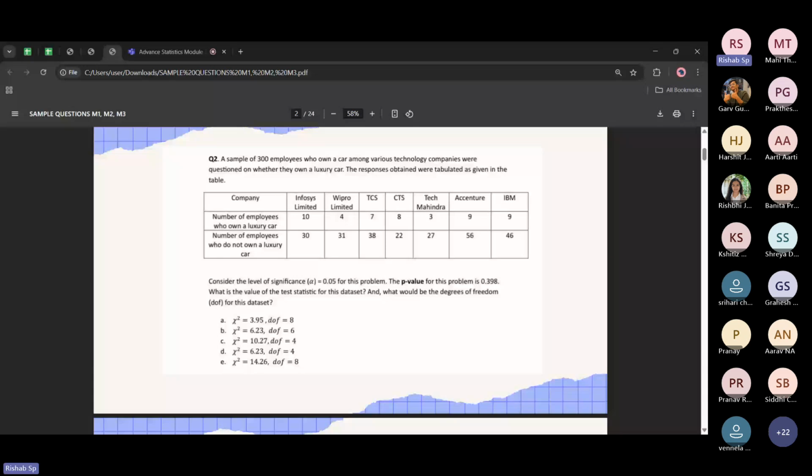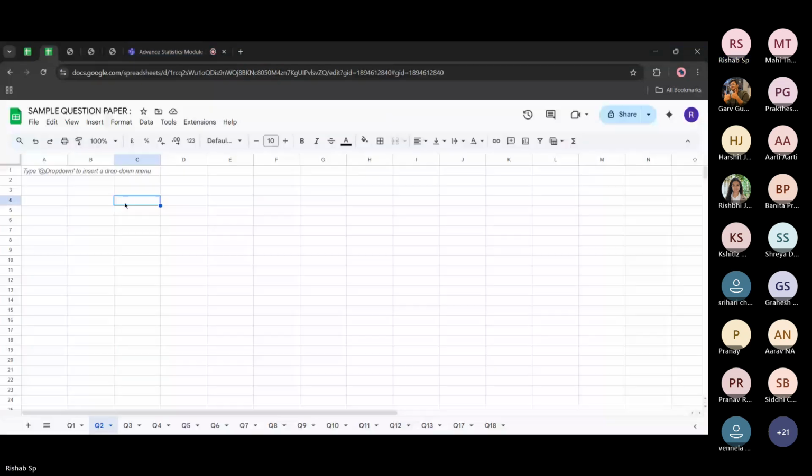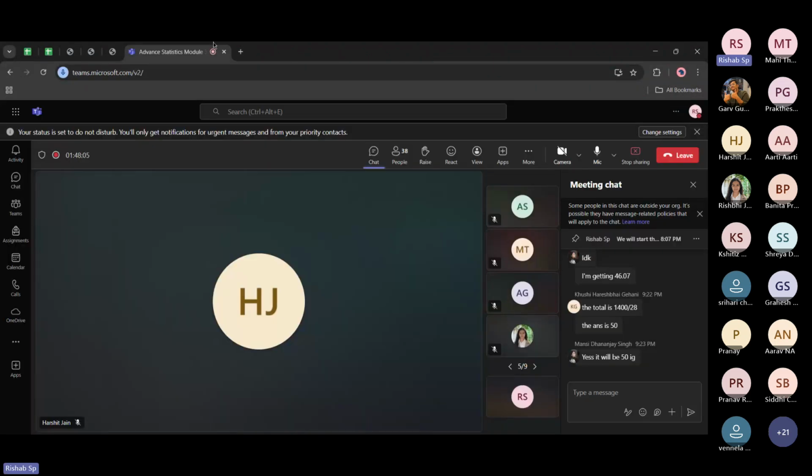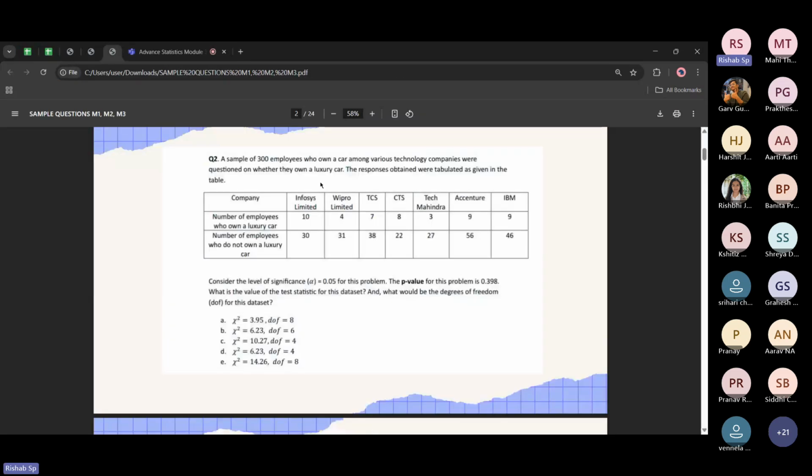We actually know how to find the degrees of freedom, right? What's the equation for degrees of freedom? Degrees of freedom, DF, is equal to (R minus 1) into (C minus 1). R is the number of rows and C is the number of columns. So here we have 1, 2, 3, 4, 5, 6, 7 columns, 7 minus 1, 6. 2 rows, 2 minus 1, 1. 1 into 6 is 6. So the degrees of freedom is 6.